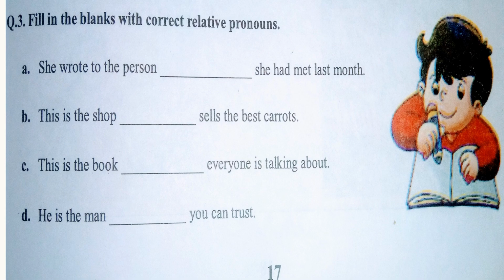C. This is the book dash everyone is talking about. Now book is an object. Use relative pronoun that we use for objects, places and ideas. D. He is the man dash you can trust. Man is object here. He is receiving the action of being trusted. So use suitable relative pronoun.